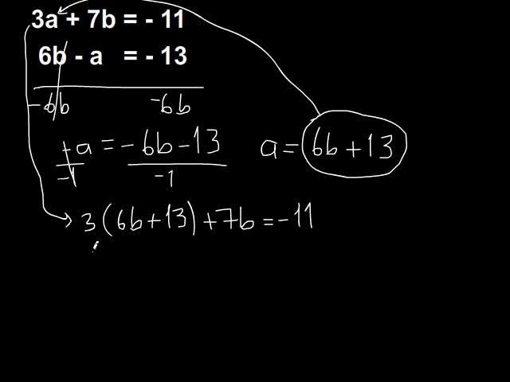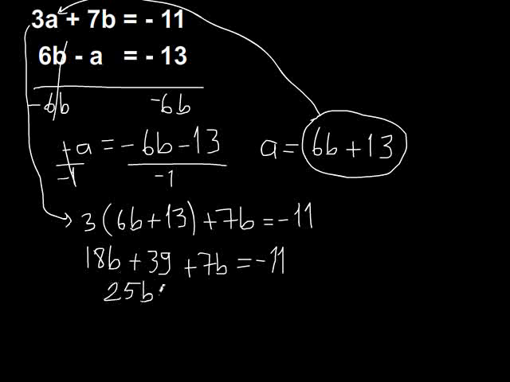When we use the distributive property, we have 18b plus 39 plus 7b is equal to negative 11. 18b plus 7b is 25b plus 39 is equal to negative 11. To get rid of 39, we subtract 39 from both sides of the equation.